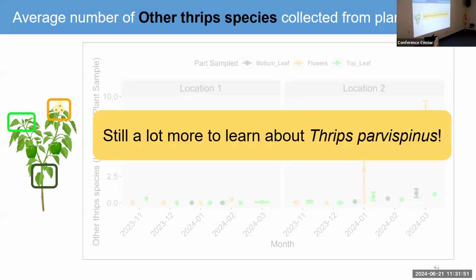So our conclusion, until this preliminary result, is that we have to learn more about their behavior. We don't know how to interpret this for now because we have a lot of factors involved. So we have the grower practices, Thrips varispinus per se behavior, and so we're still working on that and then to give more accurate information to the growers. Thank you so much.